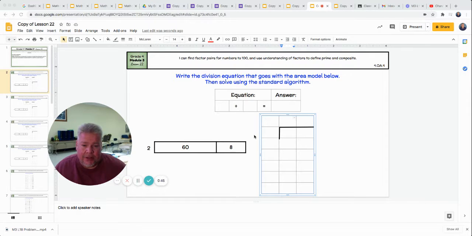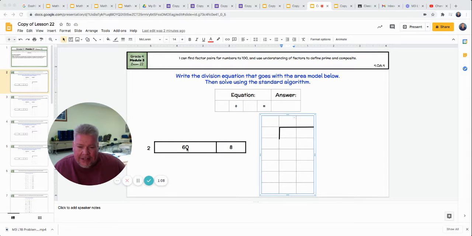Let's just make sure we understand what the area model of division represents. So we're going to look at 4 that already has the area model set up. And then we're going to have to determine what equation this represents. And then we'll go ahead and solve it using the standard algorithm. Okay? So let's take a look at this area model.